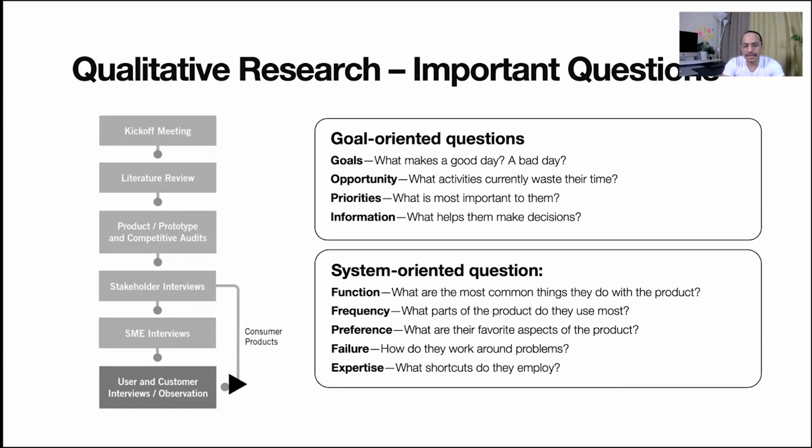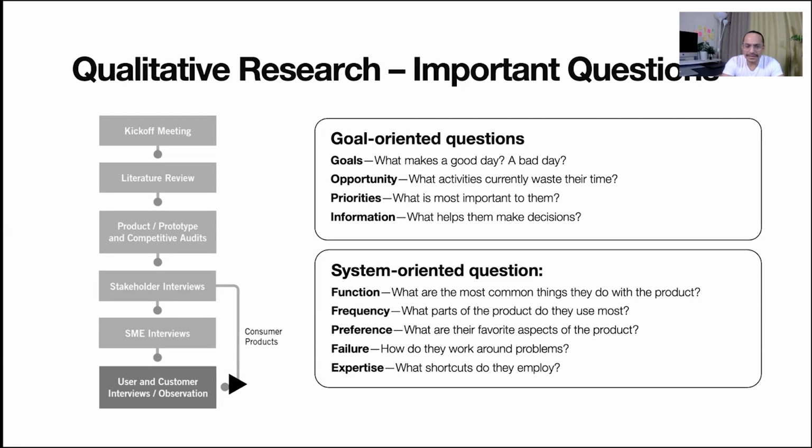And then information is basically what are the different sets of information that they would need to solve that problem or make decisions. So there are a lot of different kinds of questions that we ask, so we'll see what those are later. And also system oriented is basically about the systems. Okay, and sometimes we generally don't ask them directly, but indirectly we try to ask. So what are the most common things they do with the product?